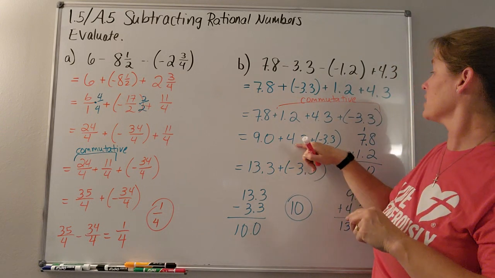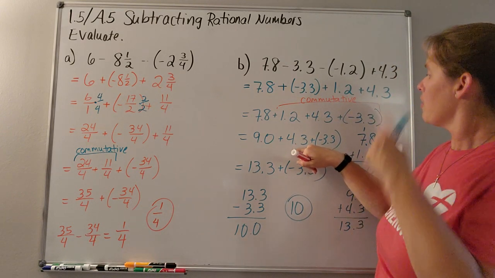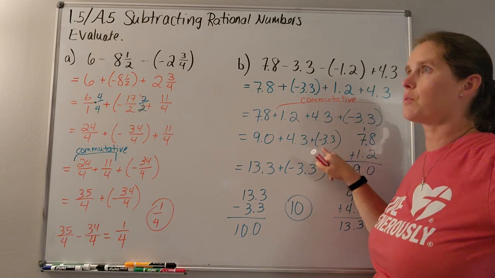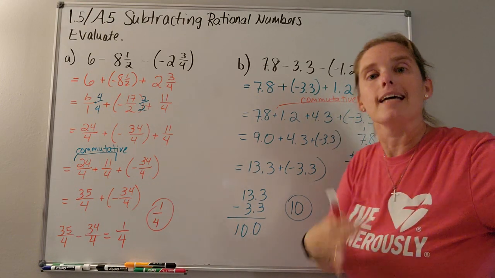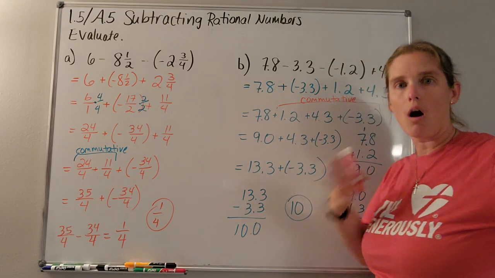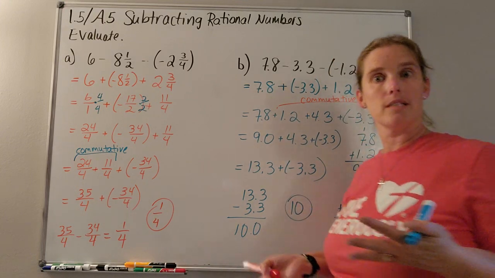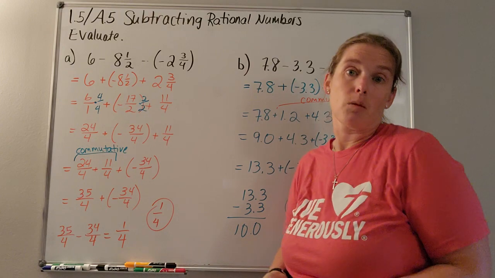Now maybe you saw something here and said, oh, 4.3 and negative 3.3. That'd be 1. And then I'd have to add 9 and 1. Yes, that's another way you could think about it. Totally fine. It's all what your brain sees. And everybody's brain sees things a little bit differently.